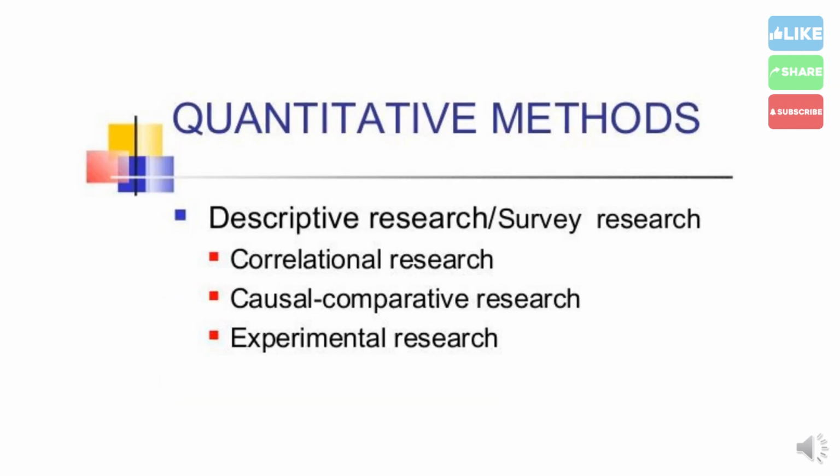Descriptive research is survey research. The types and steps included are correlational research, causal comparative research and experimental research. We will discuss all of them.